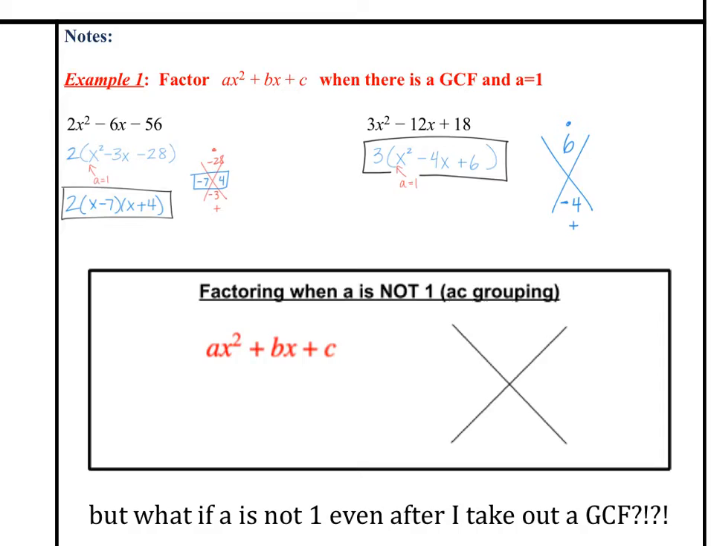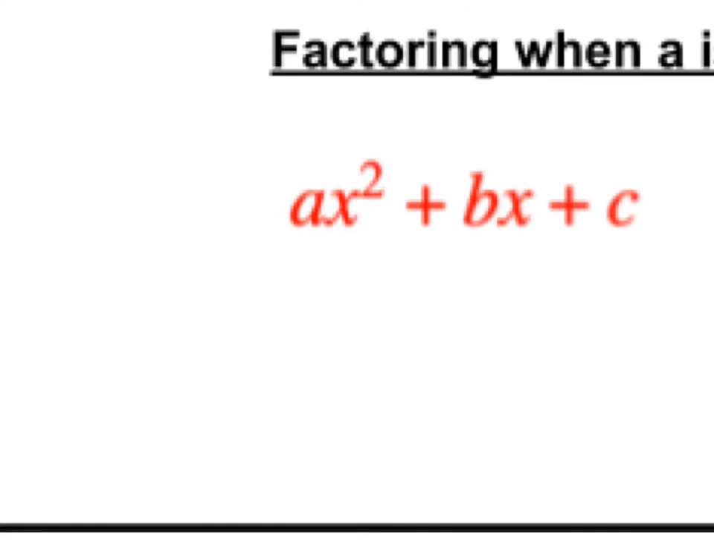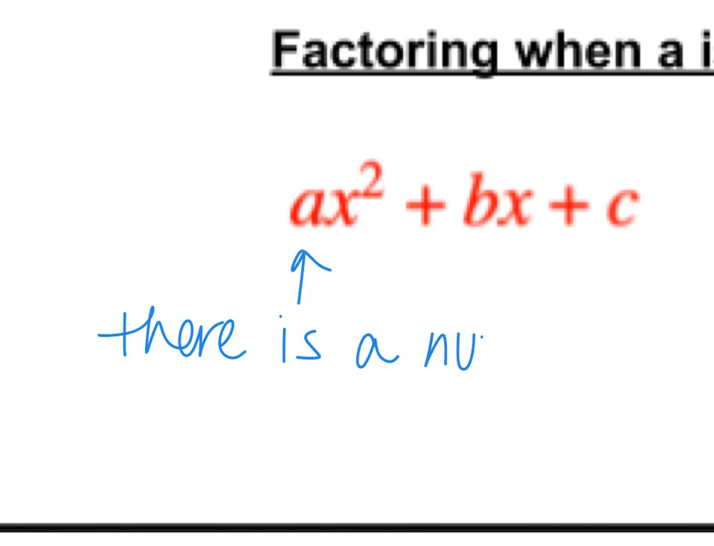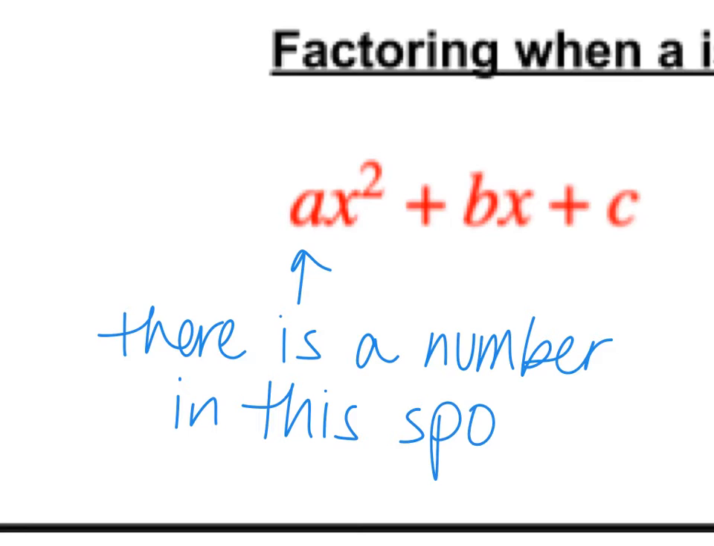If you have a number in front of x squared, and it's not 1, then you have to do what's called A times C grouping. You'll hear me say AC grouping. It works every single time. Doesn't matter if A is 1 or A is not 1. If you like the method from yesterday, that works too.